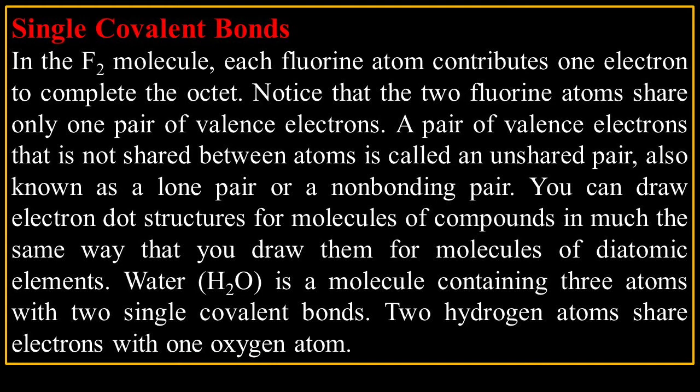A pair of valence electrons that is not shared between atoms is called an unshared pair, also known as a lone pair or a non-bonding pair. You can draw electron dot structures for molecules of compounds in much the same way that you draw them for molecules of diatomic elements. Water, H2O, is a molecule containing 3 atoms with 2 single covalent bonds. 2 hydrogen atoms share electrons with 1 oxygen atom.